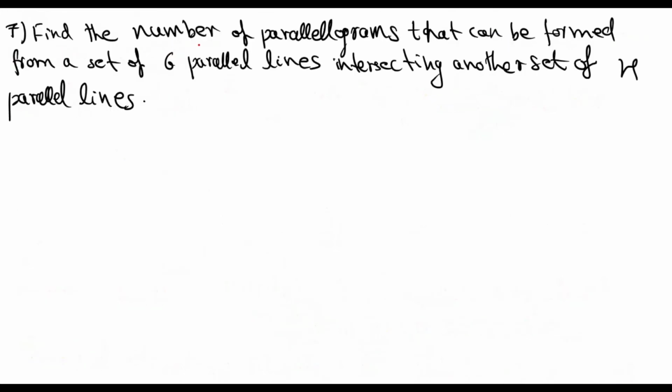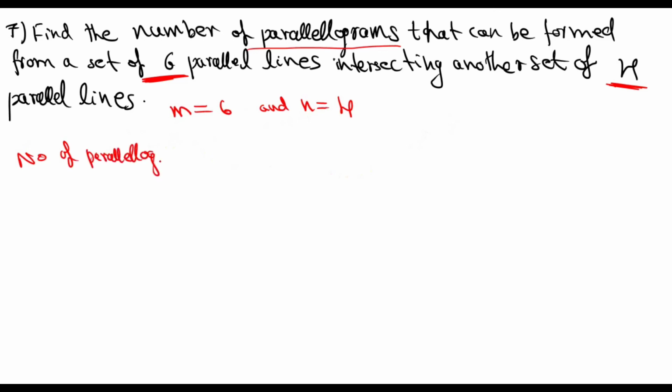See the next question. Find the number of parallelograms that can be formed from a set of 6 parallel lines intersecting another set of 4 parallel lines. Okay. Question is find the number of parallelograms. Here see m value is equal to 6 and n value is equal to 4. What's the formula? Number of parallelograms is equal to mC2 into nC2. It's equal to 6C2 into 4C2.